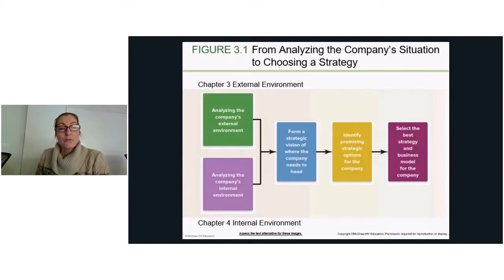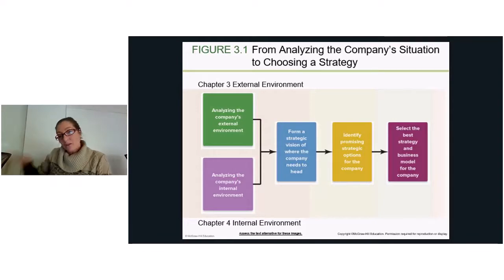Okay, so figure 3.1 is all about showing you how to analyze the company's situation and to choose a strategy. So you analyze that macro environment, considering macro environmental factors such as political factors, economic factors, social trends, and technological trends. So your PEST framework is a nice, easy way to start there. It's not comprehensive, but it's a good start.